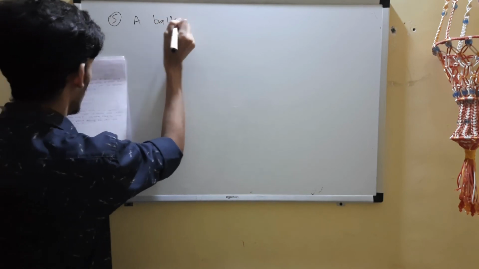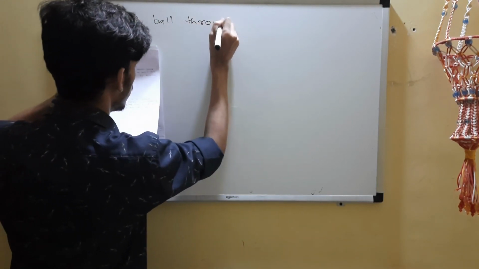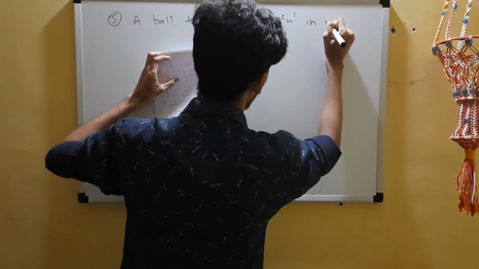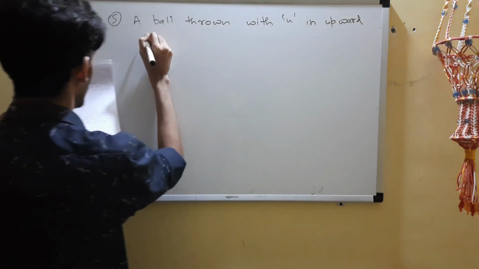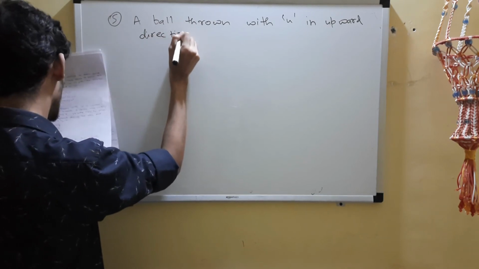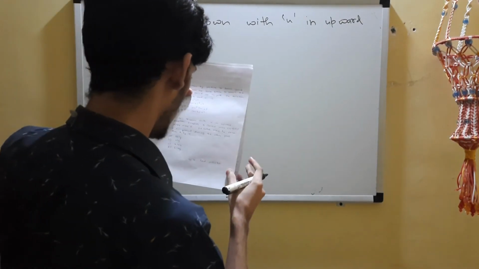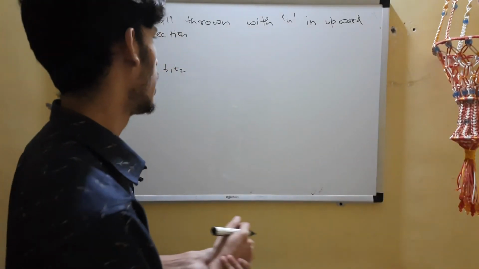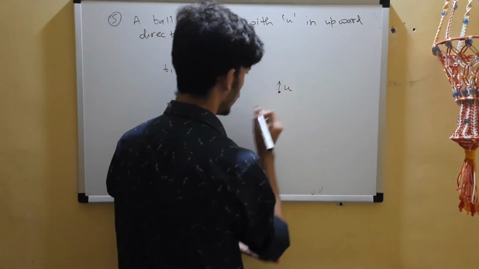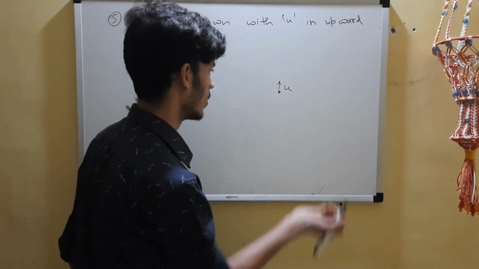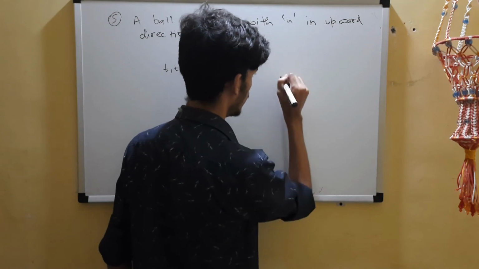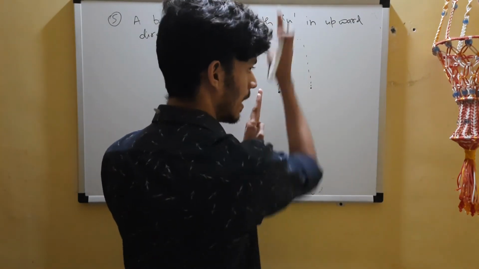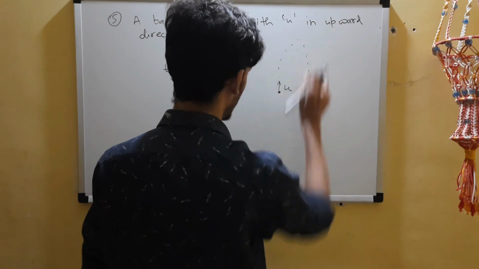A ball is thrown with velocity u in the upward direction. I'll explain the story, and you'll have to compute t1 into t2, the decoding part. You have thrown a ball upward with velocity u. It will go to the highest point and then return back. Actually, this is in a straight line, I'm just exaggerating it.